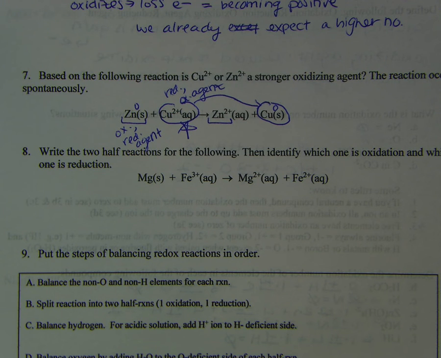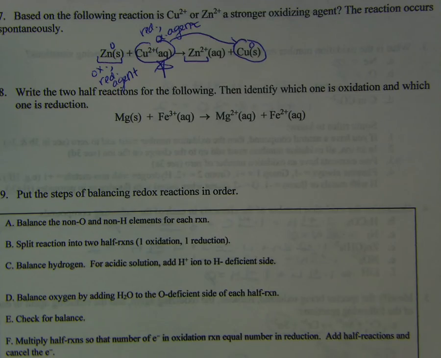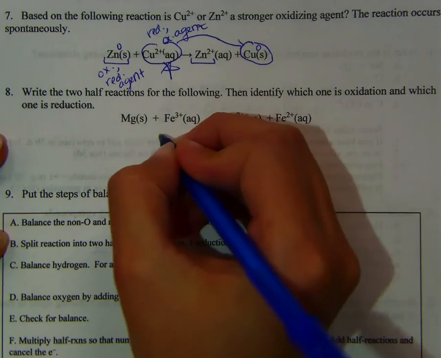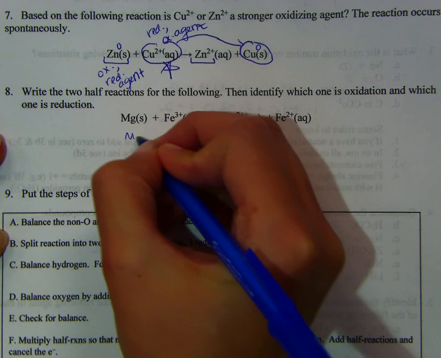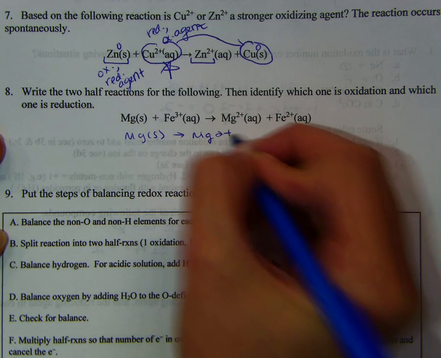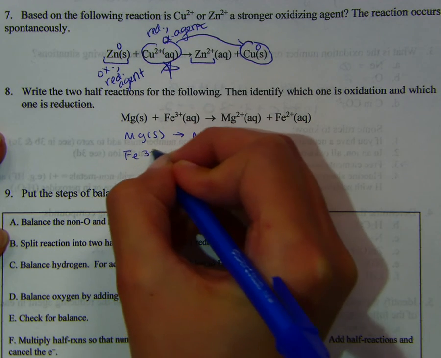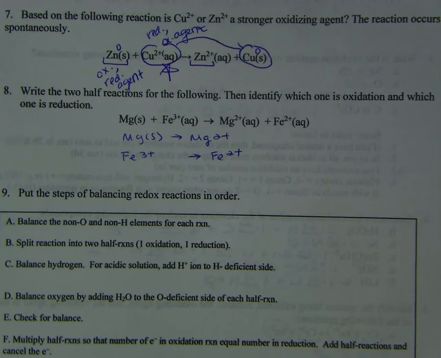Okay. Let's move on to the next one. Write 2 half reactions for the following and identify which one is oxidation and which one is reduction. So, first things first, like we've been doing up above, we just separate our species. I have Mg solid going to Mg2+. I have Fe3+ going to Fe2+. But I have to balance these. I realize, wait a minute, these aren't balanced. I've got 2 different charges on each side.